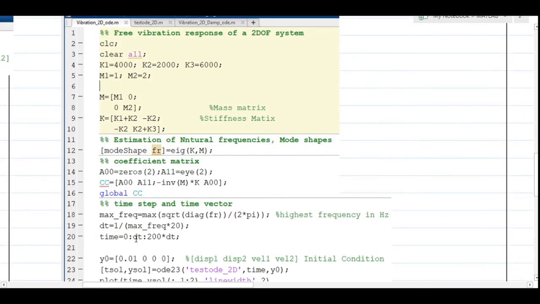This is the MATLAB code for the free vibration of an undamped system. Lines 2 and 3 are standard lines. Here I am defining three stiffnesses. I have assumed a system where I am having two masses connected with three springs. You might have a system where there will not be any third spring. So in the given code, you can put K3 equal to 0 for this case. But for the given case, I am having three springs of value 4000, 2000 and 6000. Similarly, the two masses are considered as 1 kilogram and 2 kilogram. Please remember, you have to supply the stiffness and mass matrix to the code.